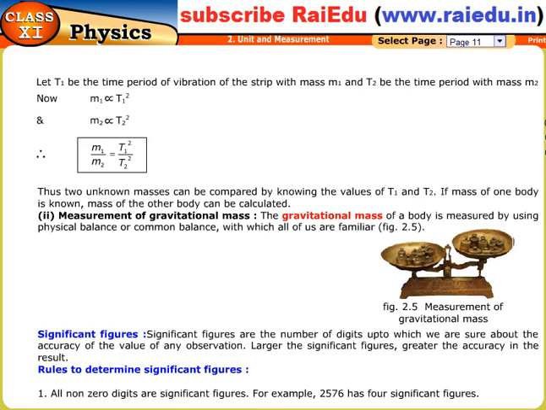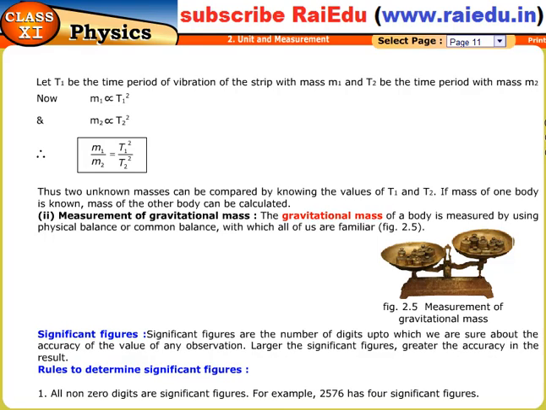Let T1 be the time period of vibration of the strip with mass m1 and T2 be the time period with mass m2. Now, m1 is directly proportional to T1 square. Therefore, m1 upon m2 equals T1 square upon T2 square. Thus, two unknown masses can be compared by knowing the values of T1 and T2. If the mass of one body is known, the mass of the other body can be calculated.